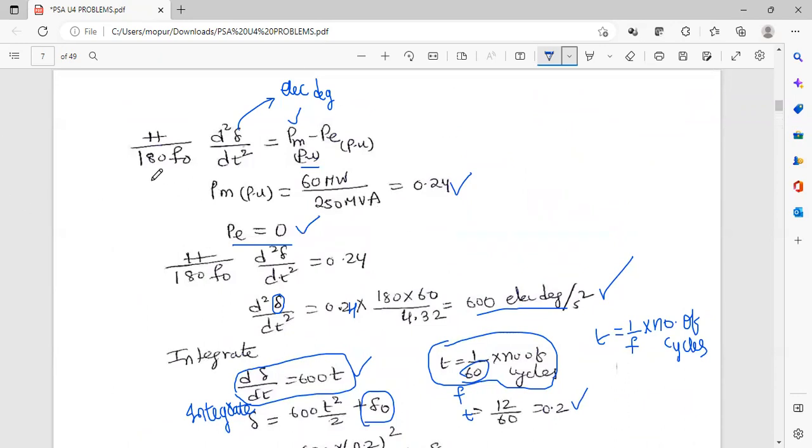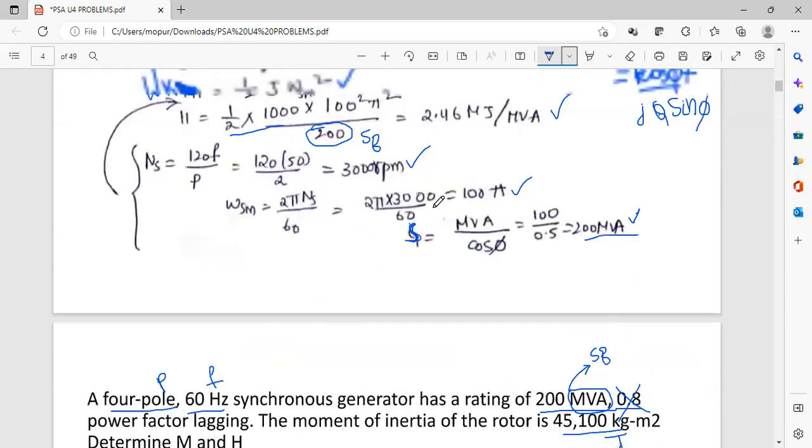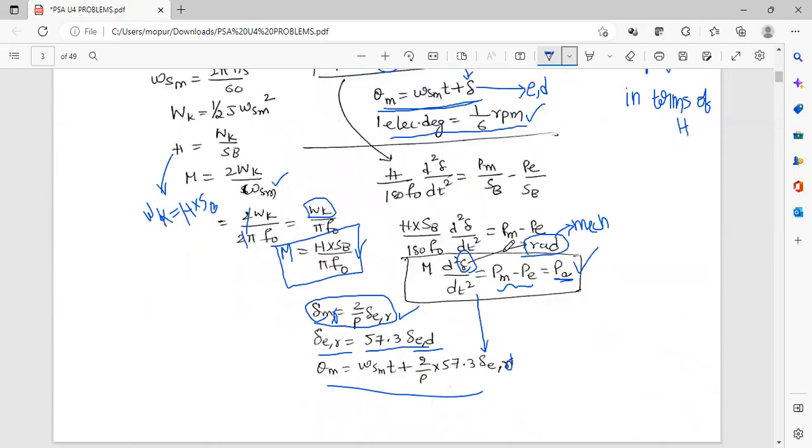When we are using the swing equation which has H, the mechanical and electrical powers are in per unit. So we had calculated the per unit mechanical power. But when we are using the swing equation which has M, they are not in per unit. Very, very important. So you should not convert the mechanical and electrical powers into per unit when we are using this swing equation. These two are not in per unit.